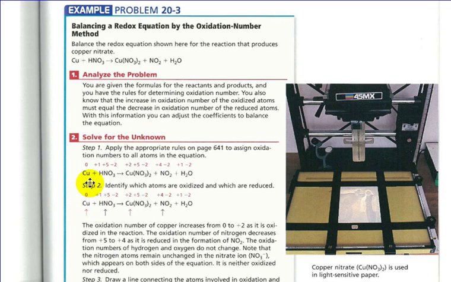So you can see the things that are changing here. Hydrogen does not change. Copper is going from 0 to plus 2, so copper is undergoing oxidation. Lose electrons, oxidation is getting more positive. Nitrogen went from positive 5 to positive 4. It went down by 1. It's getting more negative, so it was reduced.